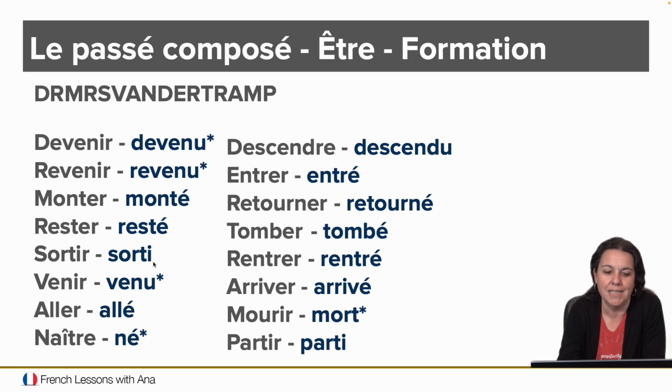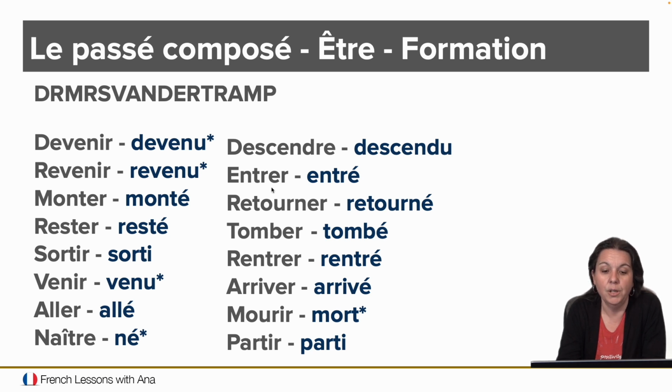Drop the R. Sorti. Venir, as we saw up here with devenir and revenir, to come, venir is irregular, becomes venu. Aller, in the past is actually regular. Okay, it's an ER verb, changes to e accent aigu. Aller. Naître, to be born, is an irregular verb. Okay, even though it ends in RE, we don't say naîtu, it becomes né. Okay, so that's one of the irregular verbs. Descendre, to go down. Okay, that's a regular verb.